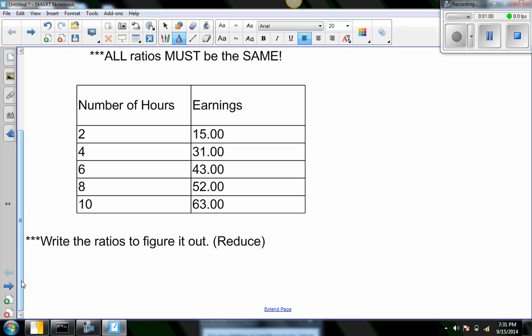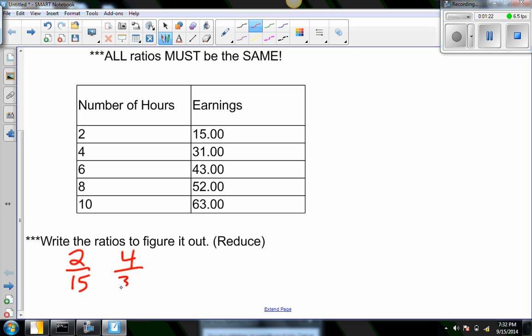And so if I'm going to turn all these inputs and outputs, my input is my number of hours and my output is my earnings. If I'm going to put all of these into ratios, I'll start with the 2. So I have 2 hours is $15. I have 4 hours is 31. 6 is 43. 8 is 52. And 10 is 63.